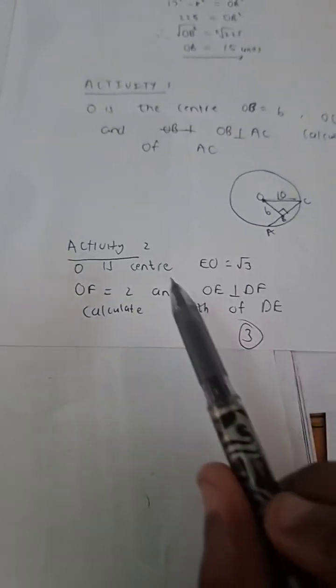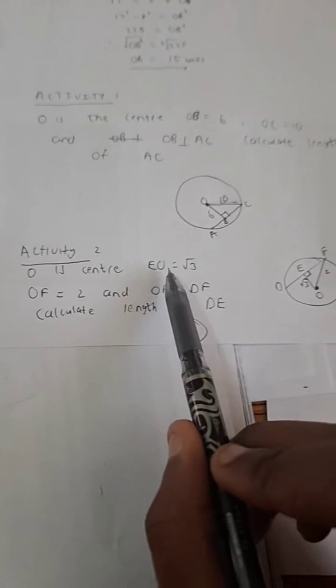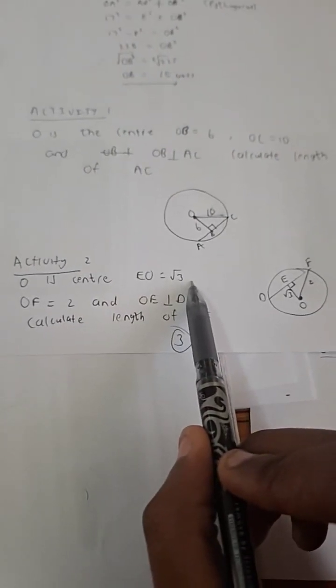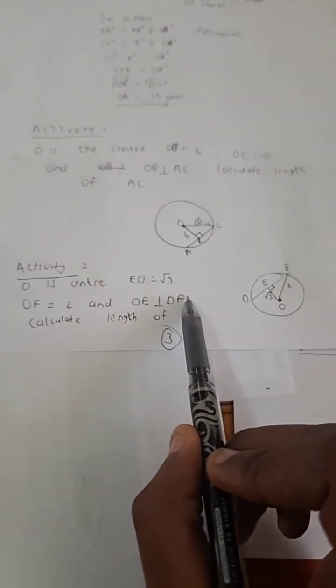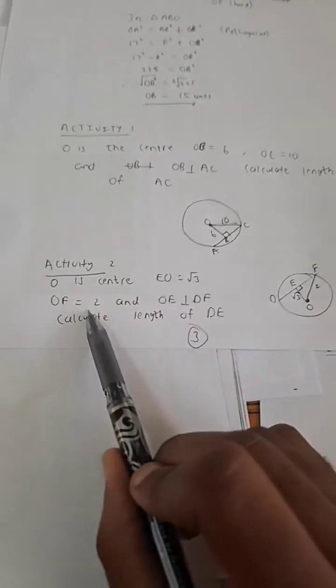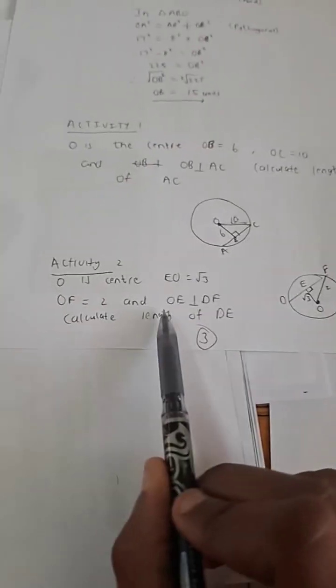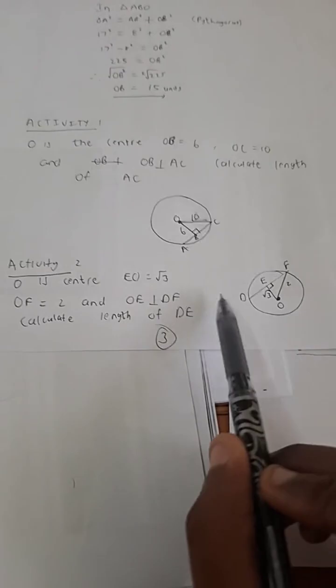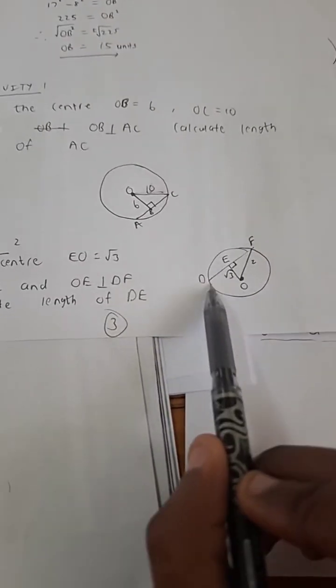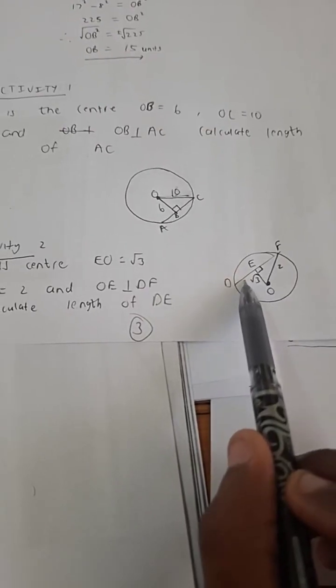Here we are. Look at this one. Activity 2, O is the center. EO is square root of 3. OF is 2. OE is perpendicular to DF. Calculate the length of DE. Where is DE? DE is here.